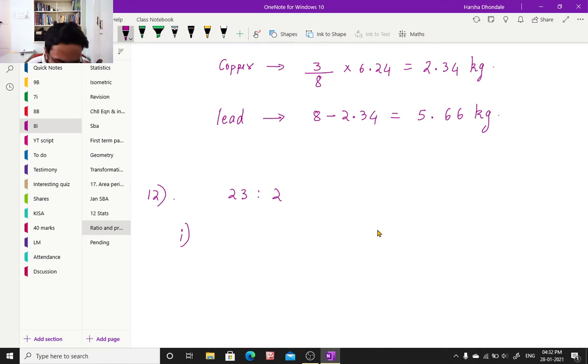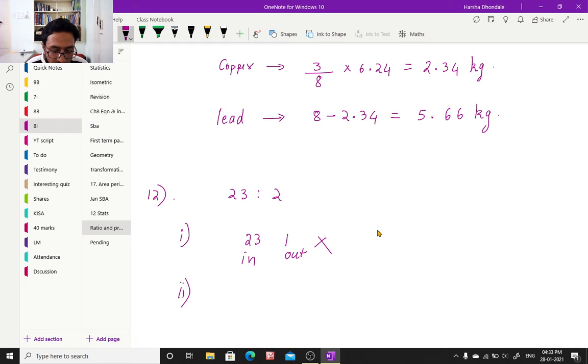So first one, he hit 23 times as many serves in as he hit out. This is definitely wrong. If he hits one serve out, 23 times of 1 is 23. So this is what the statement is saying. But here we have 23 is to 2. Therefore, this is wrong.